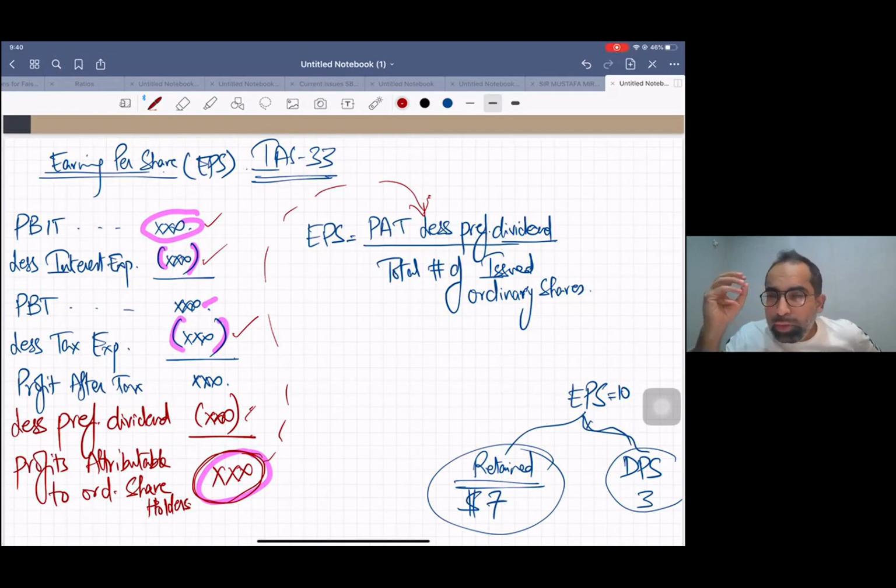Now, for simplicity, in the whole next two to three classes, I will give you this numerator ready-made.